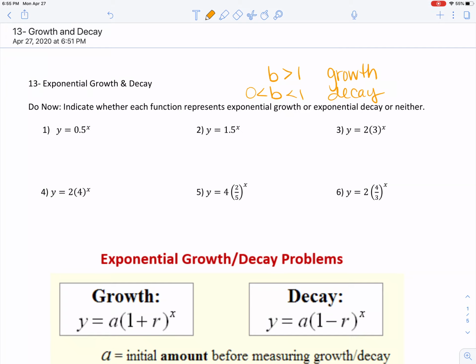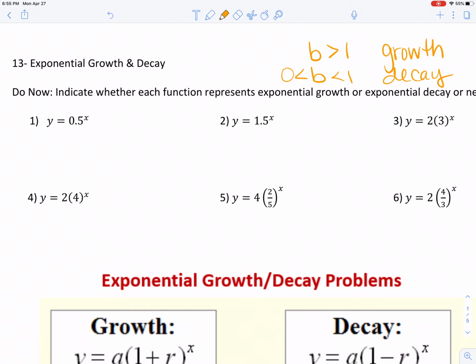So looking at these 6, you have to first determine what the base is. Number 1, the base is 0.5. That's between 0 and 1, so it's decay. The next one, the base is 1.5. Greater than 1, so that's growth. You could also graph each of these. That's what we did earlier in the topic for the lesson. You could check it by graphing it and seeing, does the graph go up or does the graph go down?